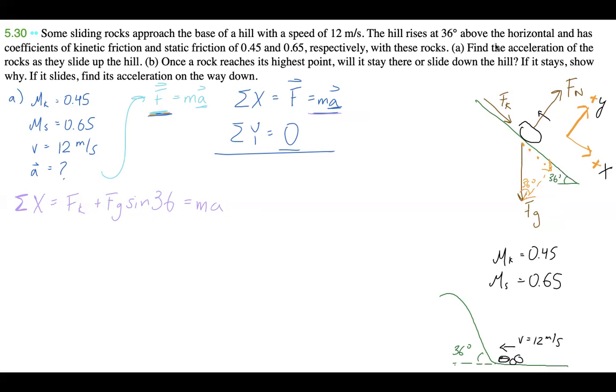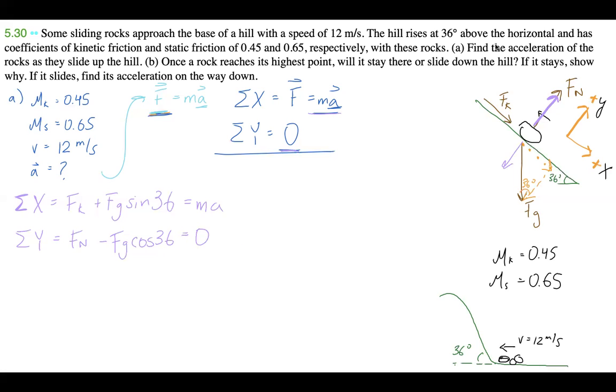All right, so now let's do the same thing in the y direction. And in the y direction, we have our normal force, which is just up, positive, right? So Fn minus, now we have this negative component of gravity. So minus Fg cos 36. And that's equal to 0, just like we said.